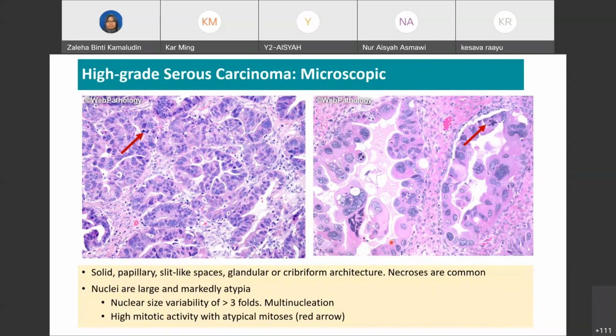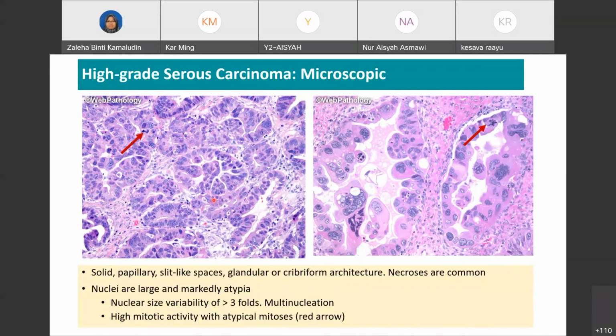You can see this very ugly looking tumor, and obviously you can see mitosis easily. This is one of the mitoses. Here is another mitosis, and in this one you can also see a mitosis. This is an example of the mitosis.